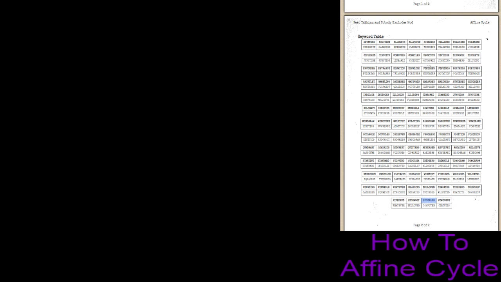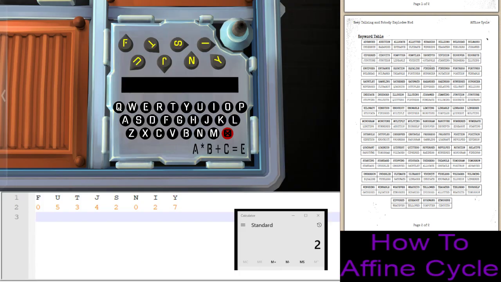Pause, unpause. Let's continue. Alright, plenty of time to have paused and worked it out if you wanted to. So here's what we started with: FUTJSNIY, 0 5 3 4 2 0 2 7. We need to double and add 1. So 1, 11, 7, 9, 5, 1, 5, 15.